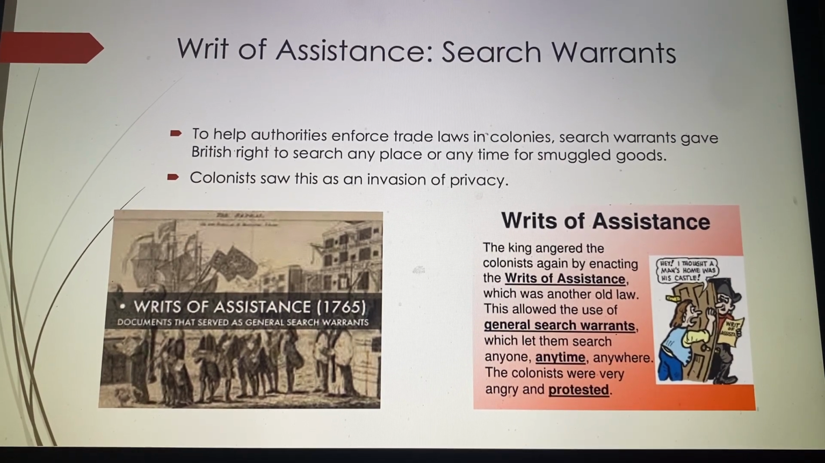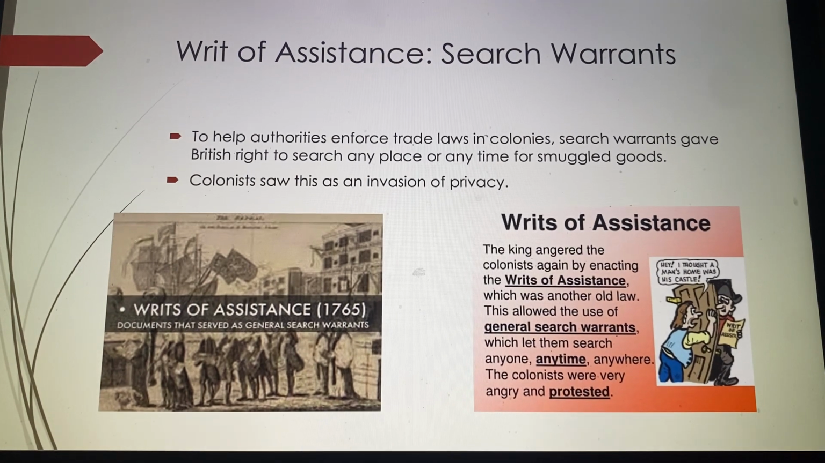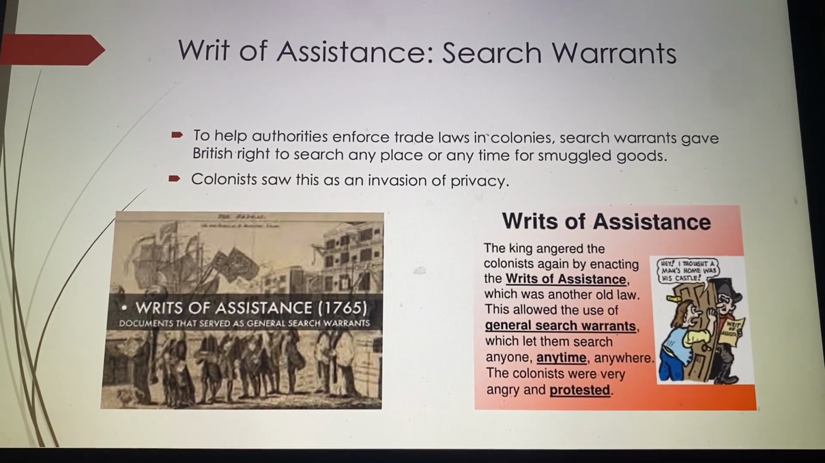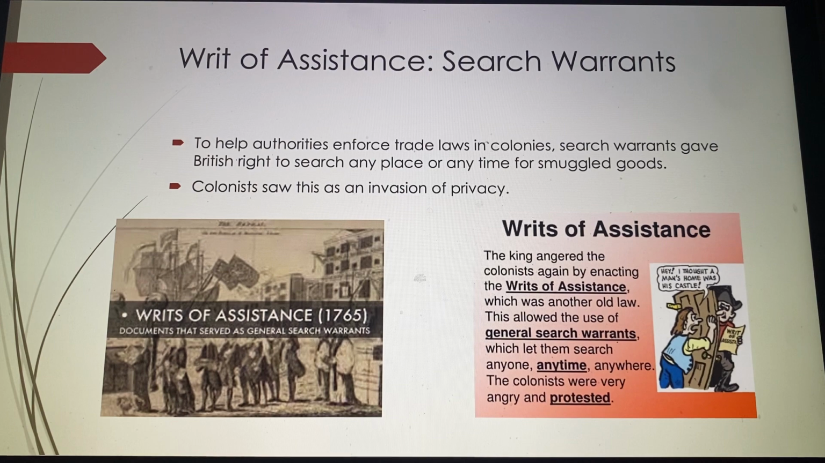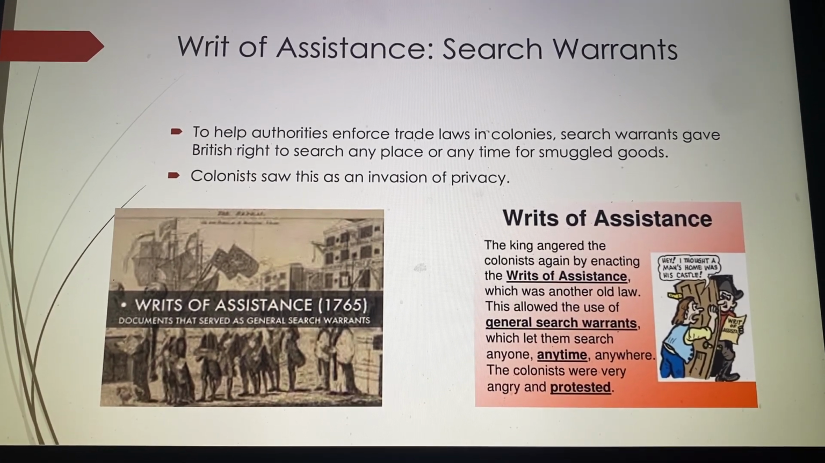This allowed general search warrants, which let them search any time, as we see in that picture there. It says, "Hey, thought a man's home was his castle." No, the British could come in and search your home anytime they wanted.